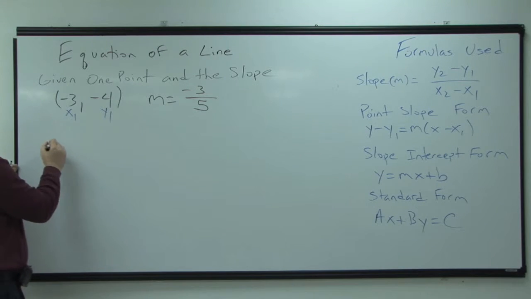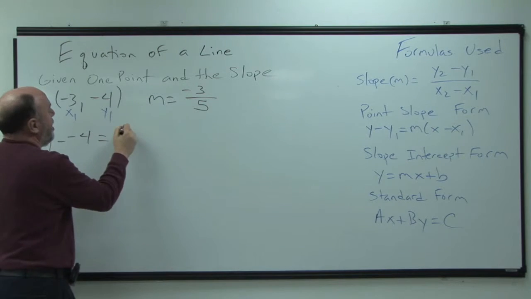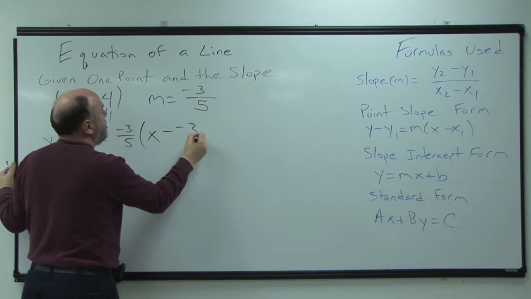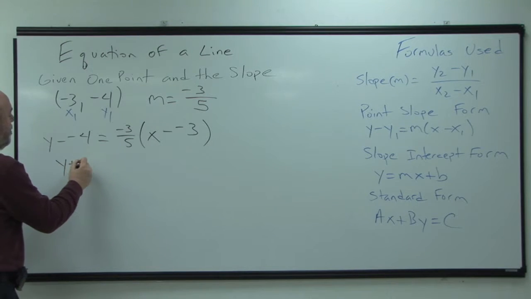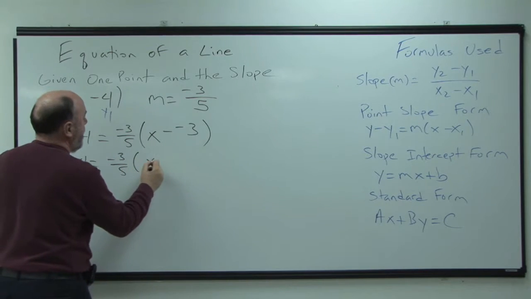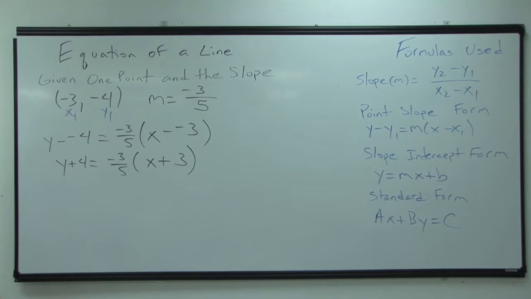We plug that in, we get y minus negative 4 is going to equal negative 3/5 times x minus negative 3. Well, we want to simplify this. After all, we have minus a minus. So this will become y plus 4 equals negative 3/5 times x plus 3. And so that gives us our equation in point slope form.